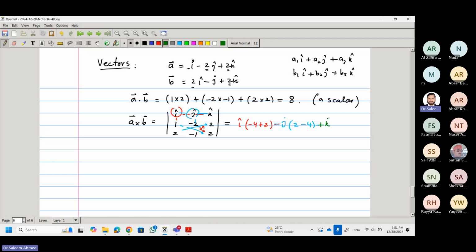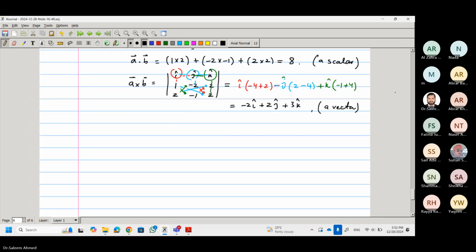And plus k. So k is the third one, this is gone now, so you get 1 into minus 1 and 2 into minus 2, so minus 1 plus 4. So here your vector becomes minus 4 plus 2, which is minus 2 with i, and this minus minus is plus 2 with j, and 3 with k. So see, this is a vector. When you take a cross product, it gives you a vector. So these are simply the dot and cross products.